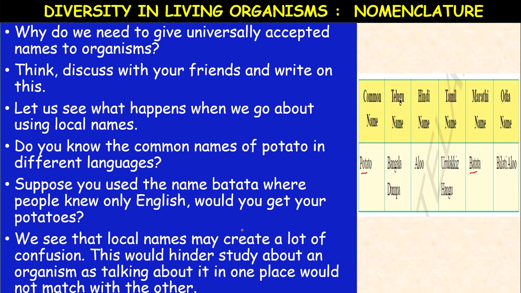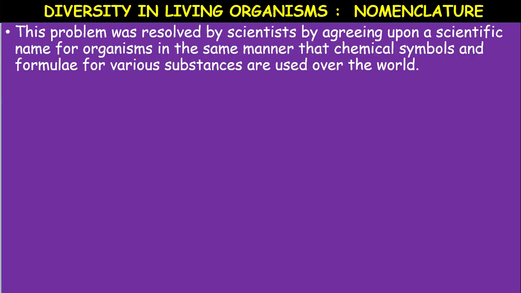So this would hinder the study about any organism, as talking about it in one place would not match with the other. Okay, that's why one universal name, that is called the scientific name, is given to avoid the confusion. That's the reason why there is a necessity of nomenclature. Okay, naming and grouping of organisms is called classification. It is taxonomy, the science of classification. Okay, Carolus Linnaeus is the father of taxonomy.